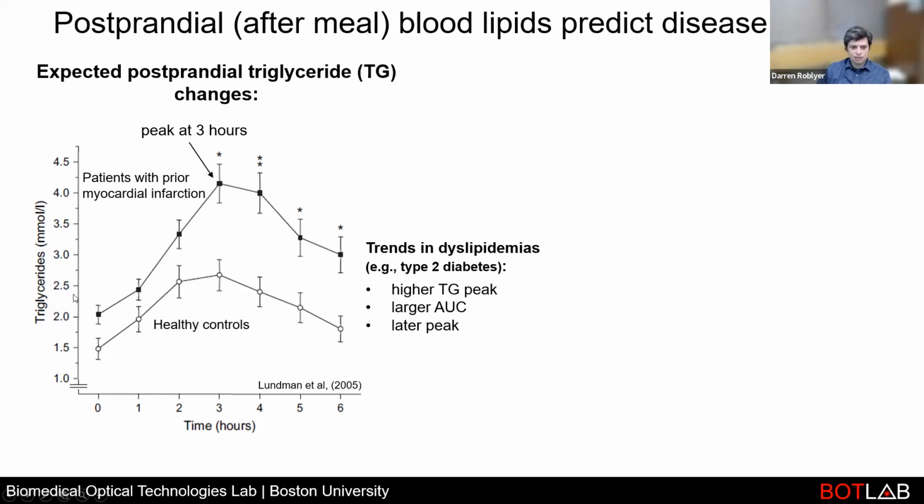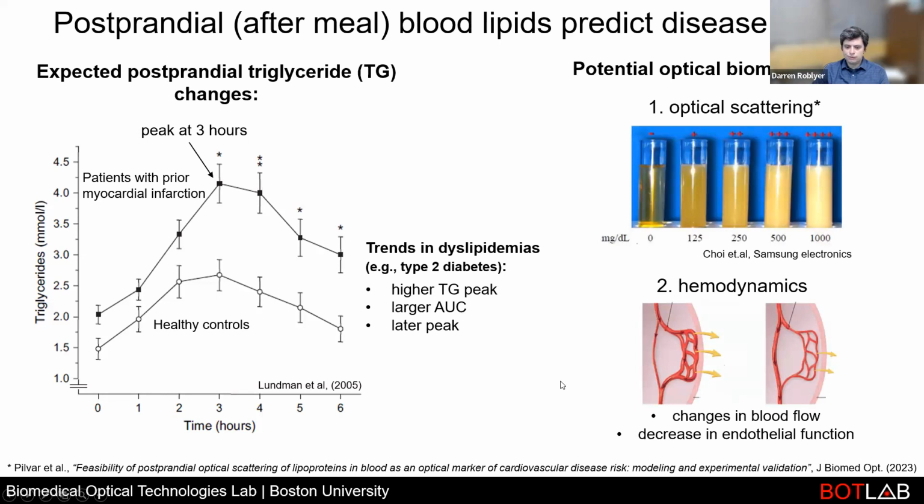So in this study, they showed through serial blood draws that patients with prior heart attacks had a higher increase in their triglycerides for the same meal. And those triglycerides stuck around longer in the blood. This is bad when the lipids stick around longer in your blood because they actually end up attaching to the inside of your blood vessels, causing atherosclerosis. And so we asked, how could we measure these triglycerides optically?